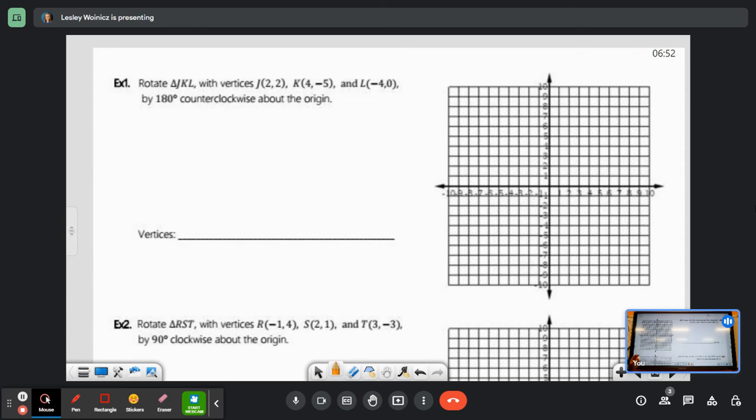Okay, so I've got a triangle, JKL, that I have to rotate 180 degrees counterclockwise about the origin. So I'm going to plot these vertices and then we'll rotate it using the rule. So J is at 2, 2. K is at 4, -5. 1, 2, 3, 4, 5. That's K. And L is at -4, 0.